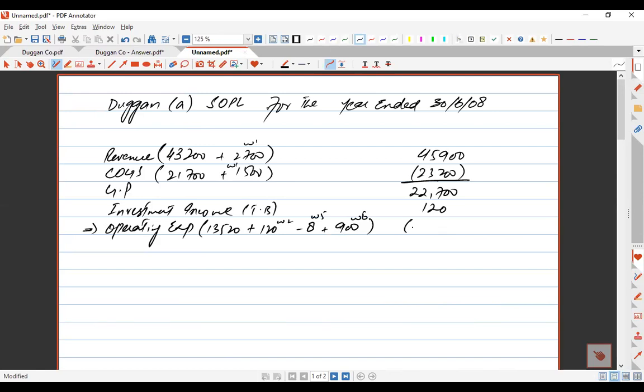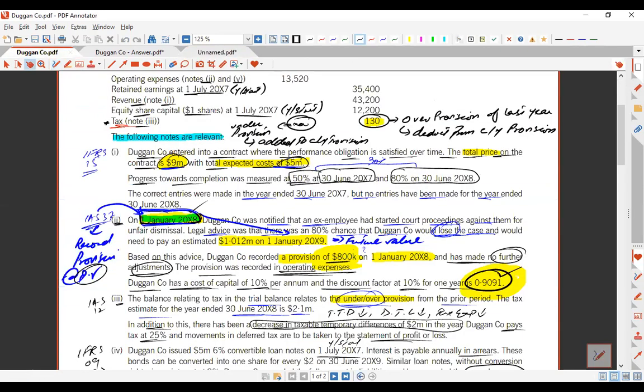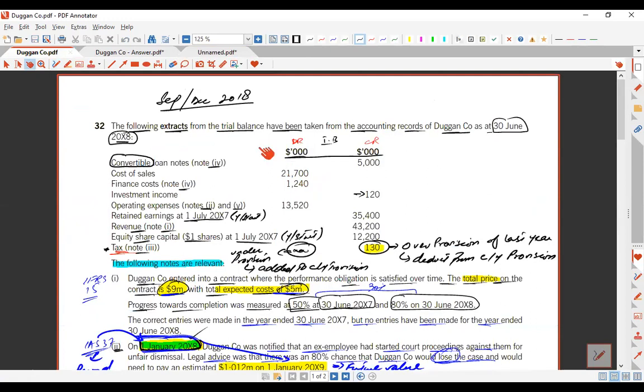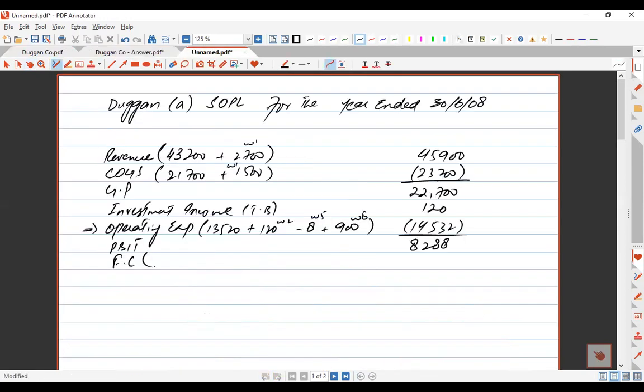By adjusting all these, 14532 is the total operating expenses, and after this, profit before interest and tax is calculated. That amount is 8288. Now you can deduct the finance cost. By the way, finance cost as given in the trial balance is 1240. Then after this, I would start taking the working figures. Keep in mind, 46 is from working 2, 86 from working number 4, and 640 is from working number 5. Keep these figures in mind: working 2 46, working 4 86, and working 5 640.